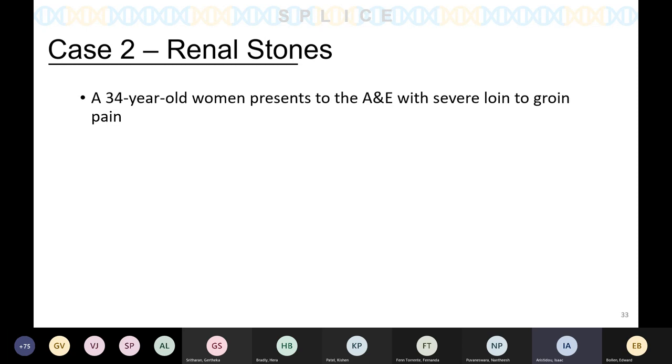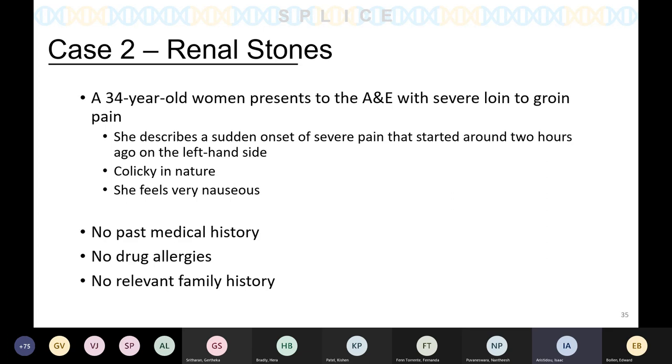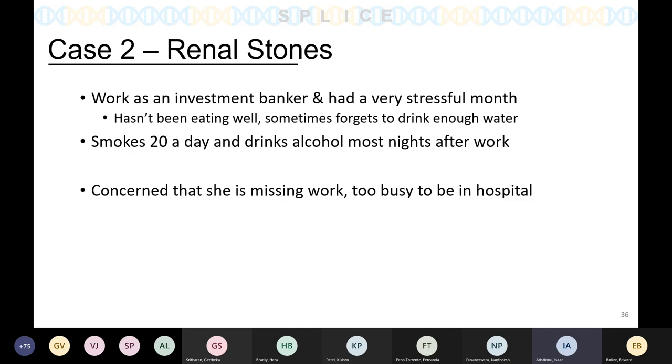34-year-old woman presents to A&E with severe loin to groin pain. So she describes sudden onset of severe pain that started around 2 hours ago on the left-hand side. It's colicky, and she feels very nauseous. She's got no past medical history, no drug allergies, or no relevant family history. She's an investment banker. She's been very busy, very stressed. She's not eating and drinking properly. She's got some bad smoking and drinking habits. And she's concerned that she's missing work and she shouldn't be in hospital.